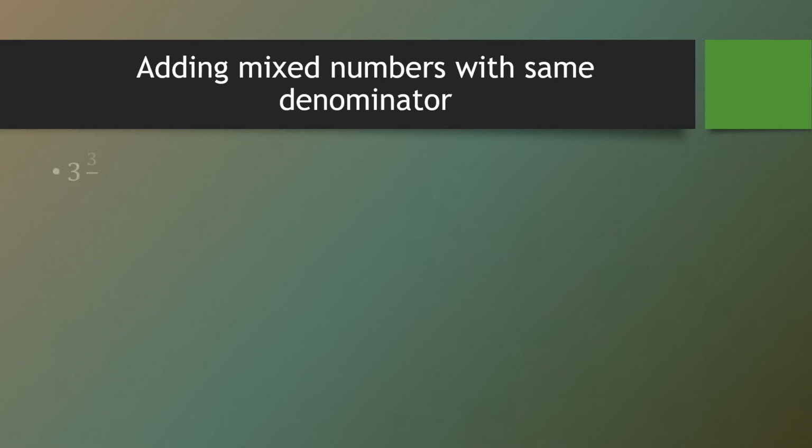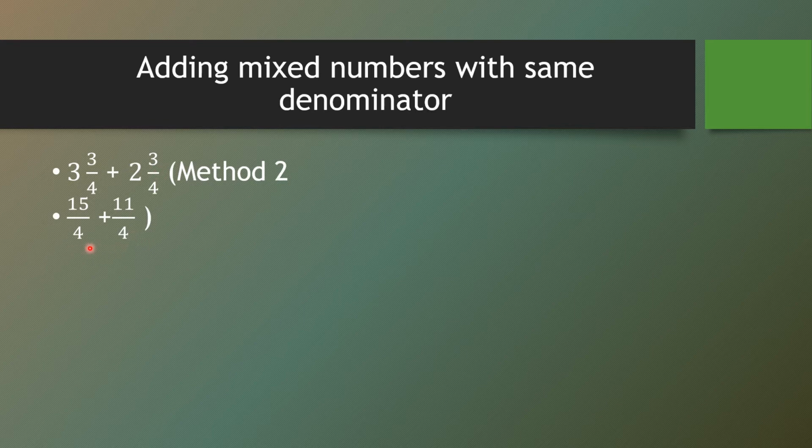Take one more question. This question I am doing with method 2. Here 3 and 3 by 4 plus 2 and 3 by 4. Both are mixed numbers. Mixed number is a combination of whole and a fraction. So at first we will convert these mixed numbers into improper. And how? 3 fours are 12. 12 plus 3, 15. 15 by 4. And in similar way, 4 twos are 8. 8 plus 3, 11. 11 by 4. Now because denominators are same, so addition is very simple. 15 plus 11, 26 by 4.